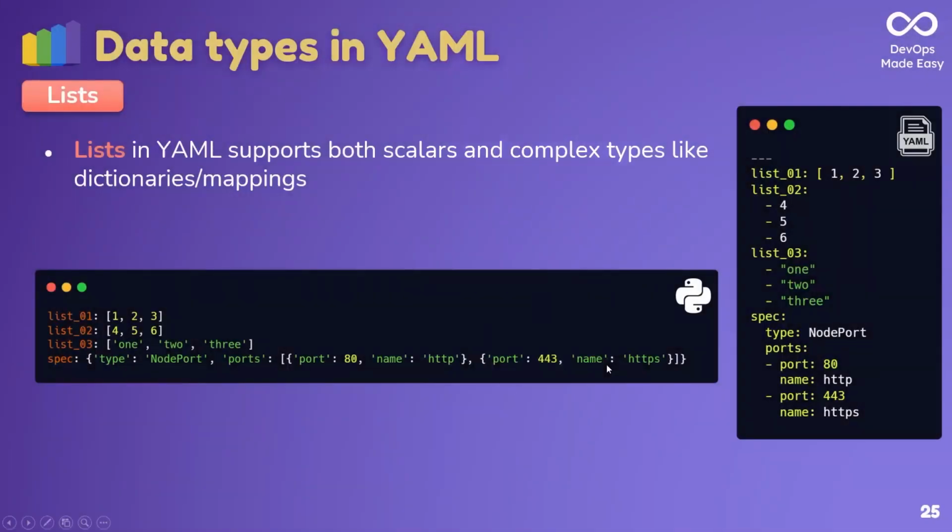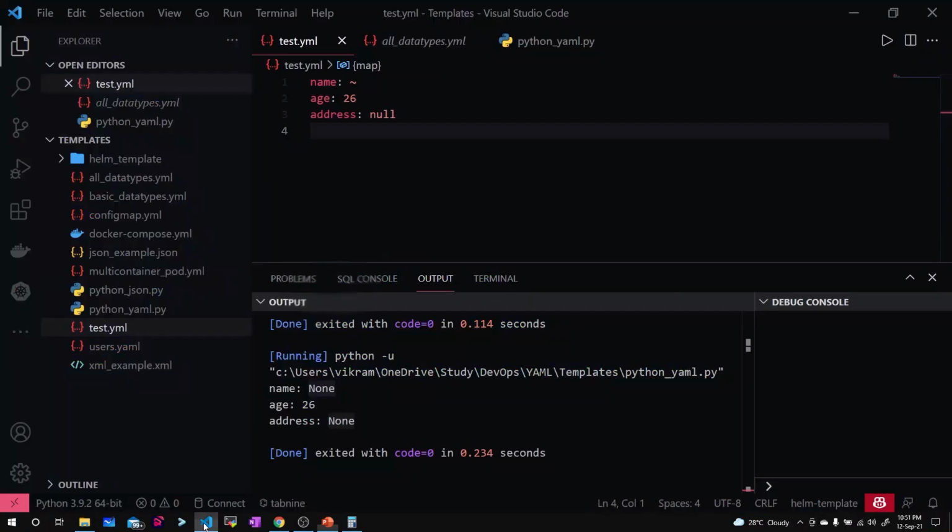So list, we have already seen what a list is. Okay. So lists are nothing but an array. So a list in YAML supports both scalar values like integers, floats, or exponential values, or complex types like dictionaries and mappings.